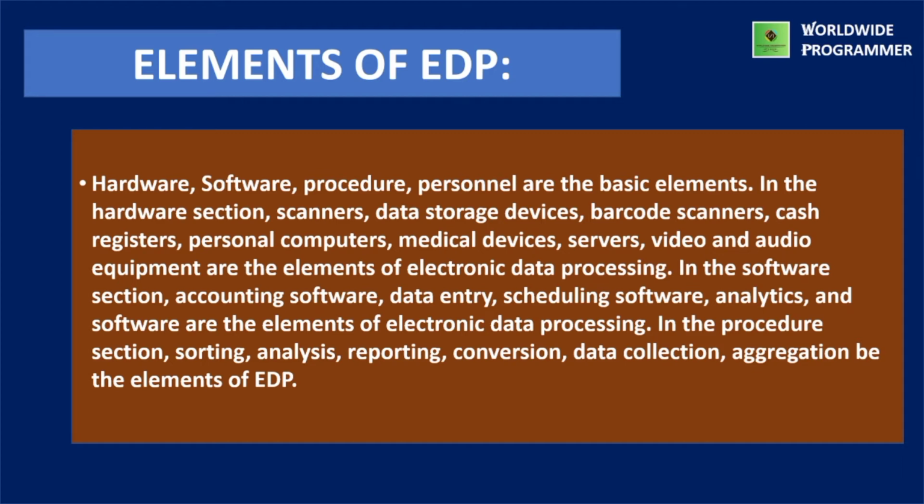In the software section, accounting software, data entry, scheduling software, and analytics software are the elements of electronic data processing. In the procedure section, sorting, analysis, reporting, conversion, data collection, and aggregation are the elements of electronic data processing or EDP.